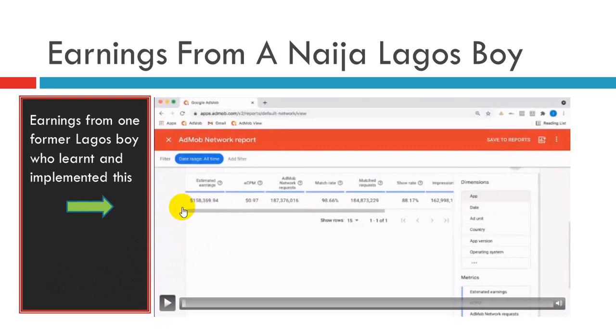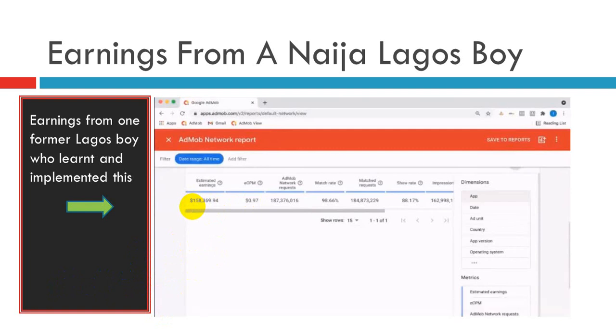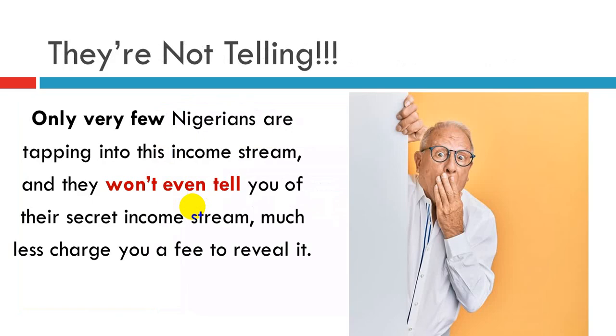So that's a whopping $158,000 over a period of 1 year and some months. You see why people are not talking about this? You see, only few Nigerians are tapping into this income stream, and they won't even tell you of their secret income stream, much less charge you a fee to reveal it.